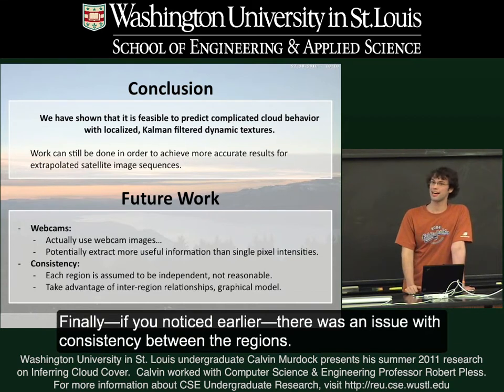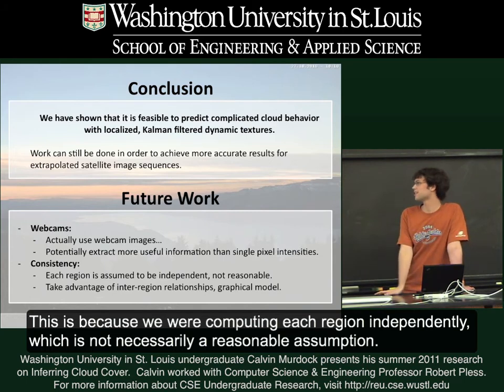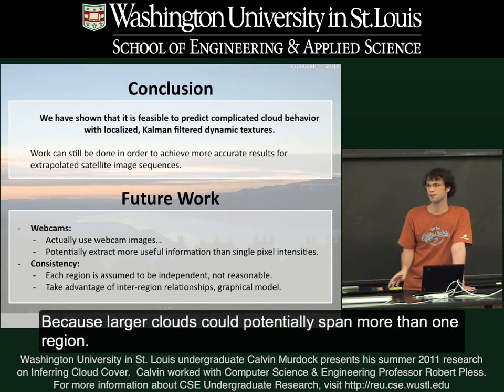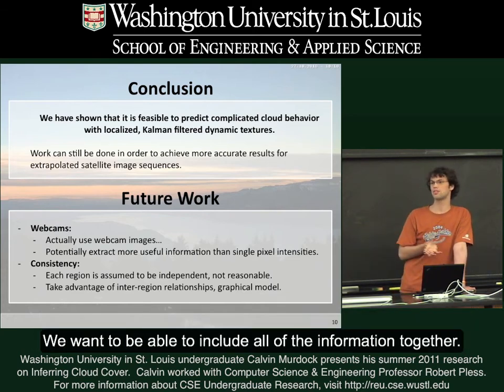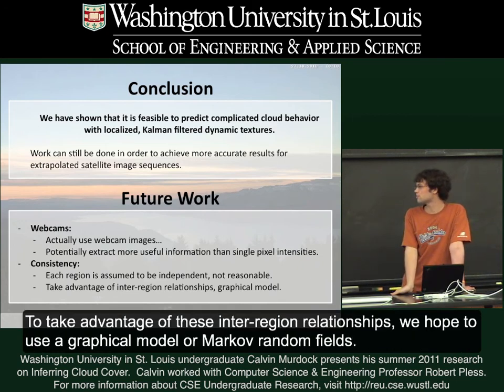And then finally, I don't know if you noticed earlier on, but there was an issue with consistency between the regions. This is because we were computing each region independently, which is not necessarily a reasonable assumption, because larger clouds could potentially span more than one region. And we want to be able to include all of the information together. To take advantage of these inter-region relationships, we hope to potentially use a graphical model or Markov random fields.